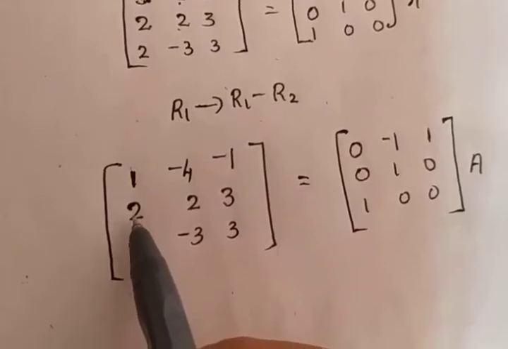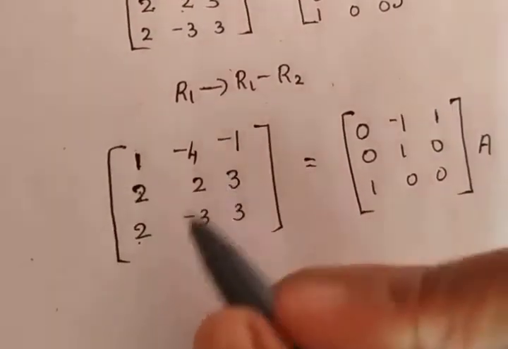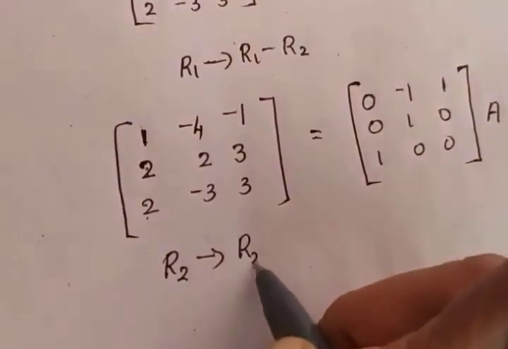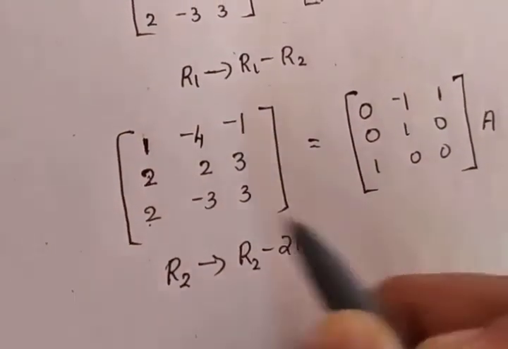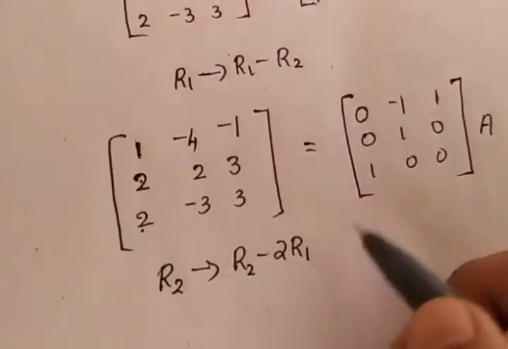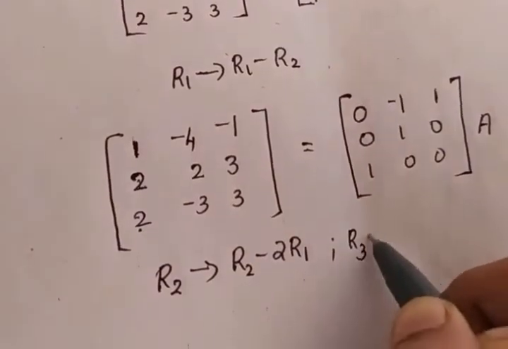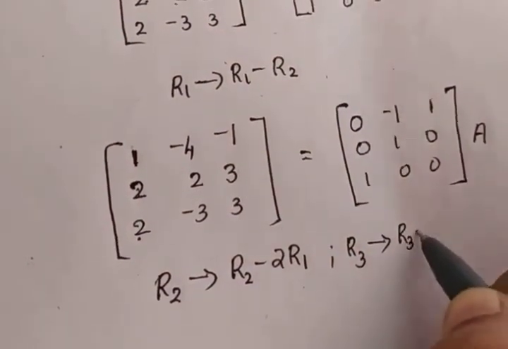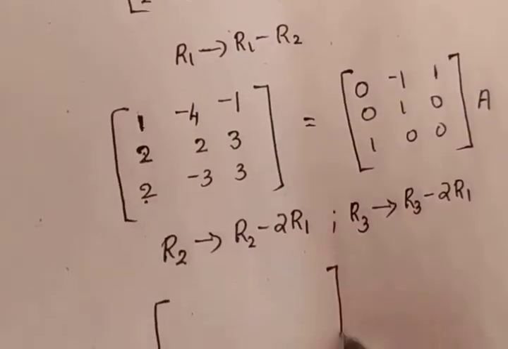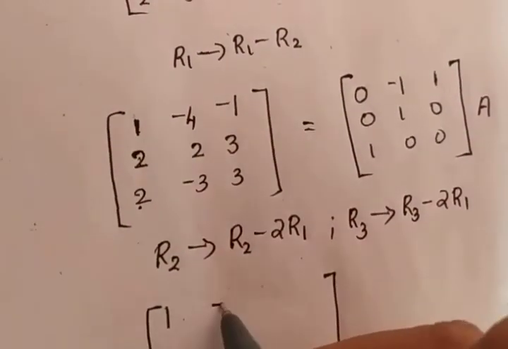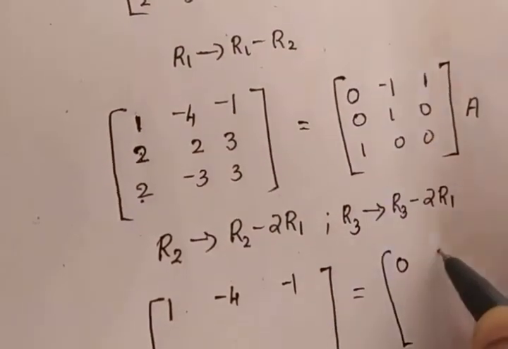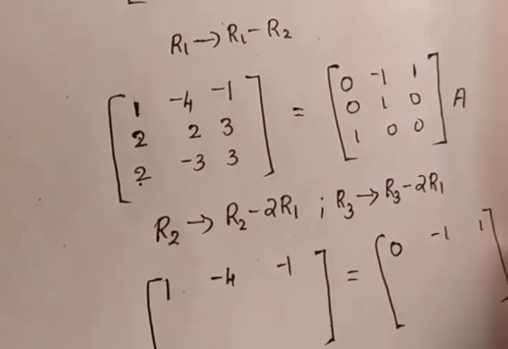Again what we have to do is we have to make these two elements as 0. So we are going to change it together. R2 changes to R2 minus 2 R1. 2 minus 2 gives you 0. So here also it is 2. So 2 minus 2 again gives you 0. So change the third row. R3 changes to R3 minus 2 R1. So which row remains the same? First row remains the same. 1 minus 4 minus 1 remains the same. And here 0 minus 1, 1 remains the same into A.